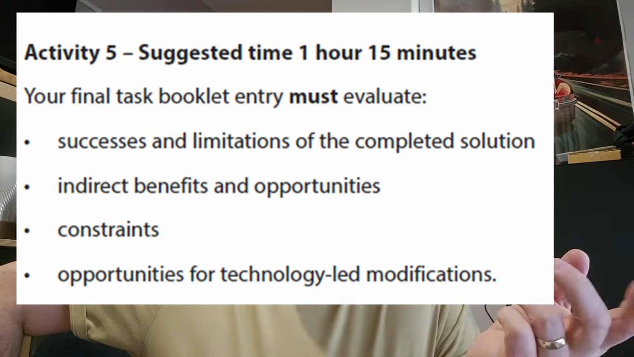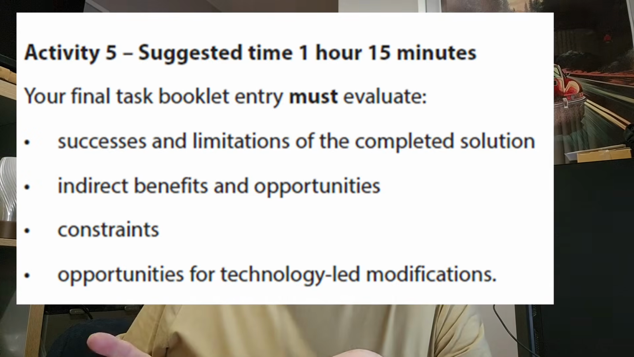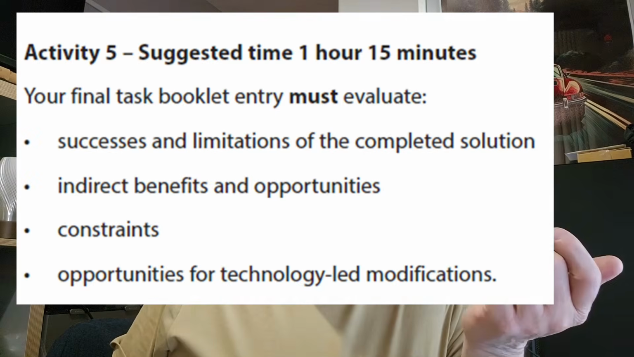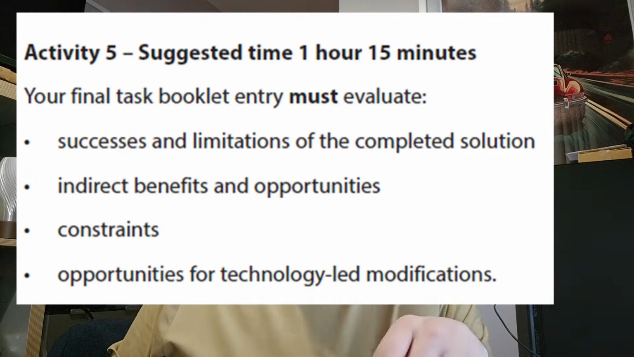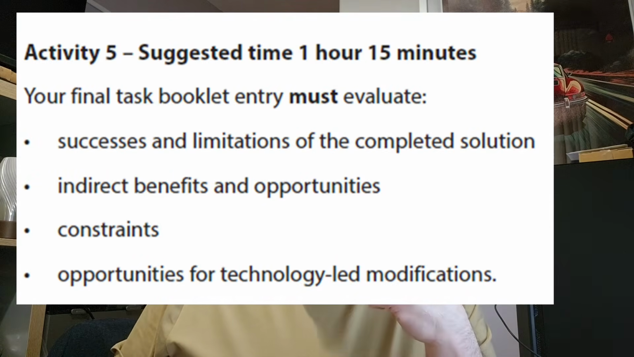So we get into the last activity, activity 5. I'm going to read from the screen up here. The final task booklet entry must evaluate. So the evaluation is comparing your proposal to what the existing. Okay, that's the evaluation of that. There are four bullet points here. I think they might be similar on most of the exams anyway. Success and limitations of the complete solution, indirect benefits and opportunities, the constraints and opportunities for technology-led modifications.